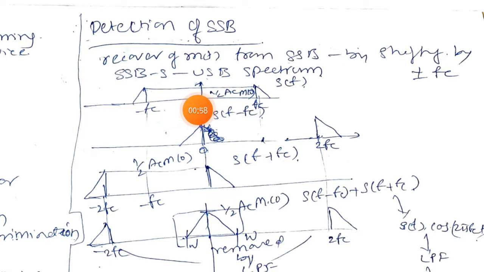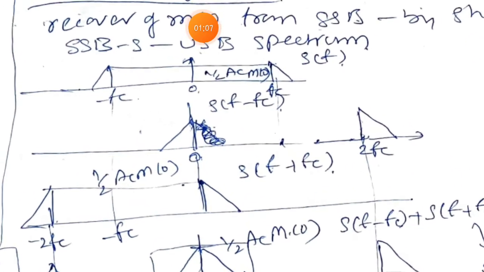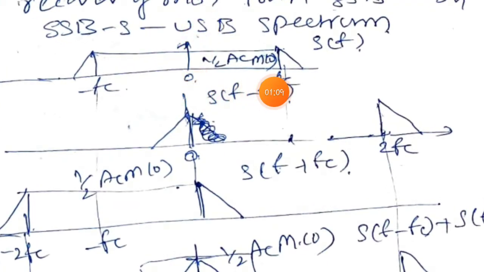Take a spectrum of the SSB signal. So this is the spectrum of the SSB signal S(f). It contains only USB. This is negative USB and this is positive USB. This is USB in positive frequencies, and this is USB in negative frequencies. So what is the strength of USB? M(0) is the maximum strength of the USB.